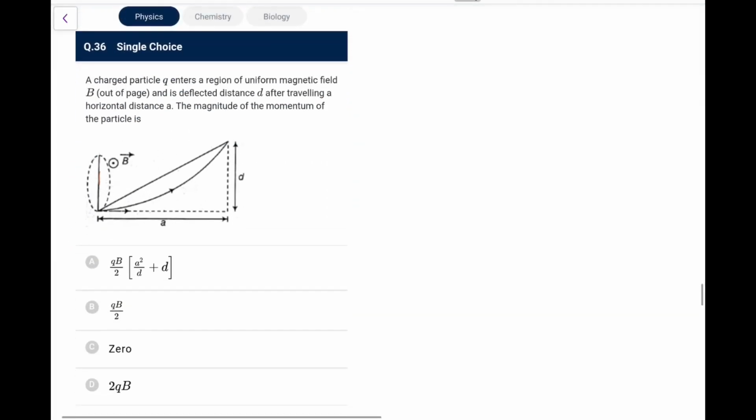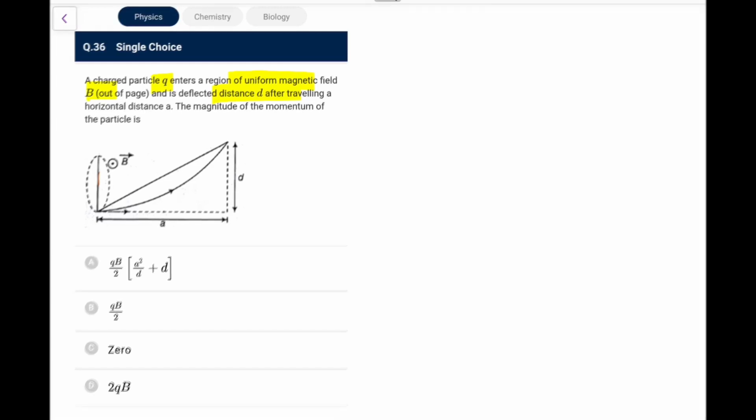Next. Here a charged particle enters the region of uniform magnetic field B and is deflected a distance d after traveling a horizontal distance a. Let me first draw this. It goes like this. This distance is d, this distance is a, this is the hypotenuse, and now it goes with velocity something like this. If I connect to the center, let's call it the radius, because radius is momentum by qB. That will help me in determining what I want to determine.